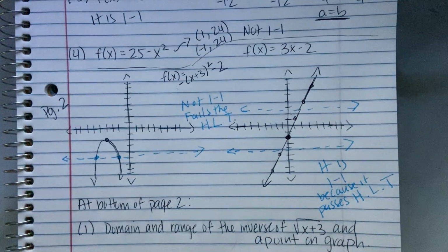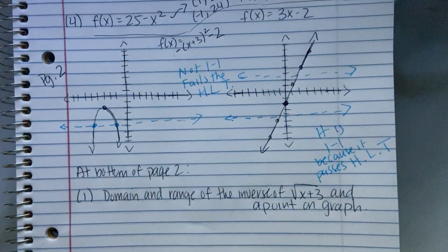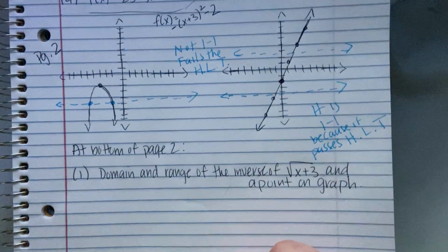So some people find it easier to do with graphs than with equations. So if you're more comfortable just creating a rough sketch and then using that, you can. Now at the bottom of page 2, there's a quick little example question about finding the domain and range of the inverse of square root of x plus 3.